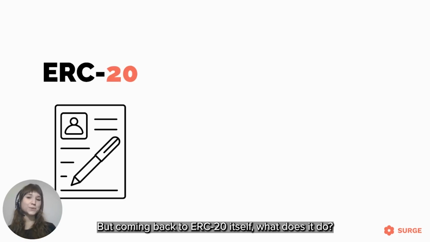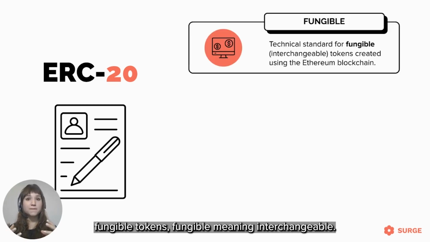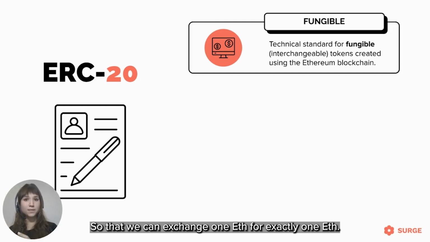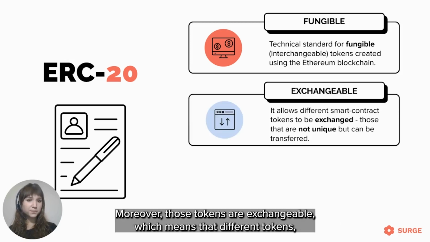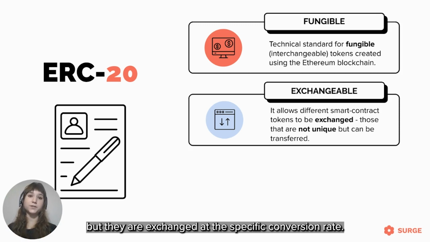But coming back to ERC-20 itself, what does it do? Well, it allows the developers to build fungible tokens. Fungible meaning interchangeable, so that we can exchange one ETH for exactly one ETH. Moreover, those tokens are exchangeable, which means that different tokens, like for example DAI and ETH, can also be exchanged, and they are not unique to each other, but they are exchanged at a specific conversion rate.